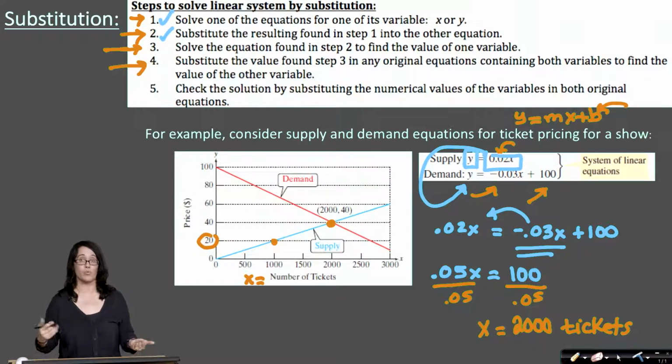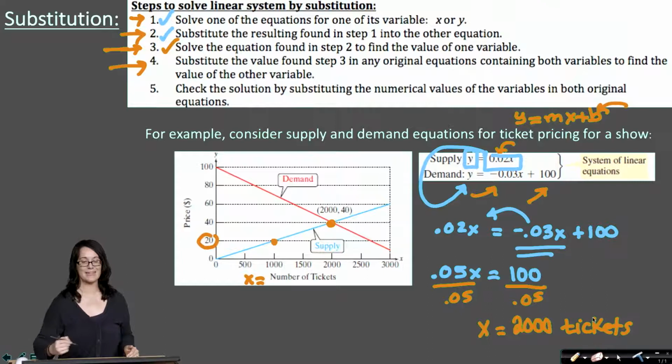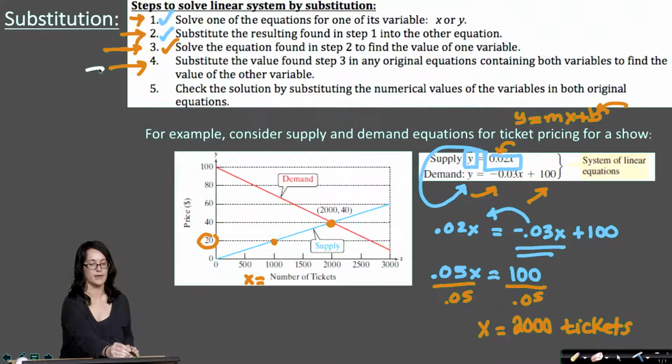But now the question is, when would I have a demand and a supply at the same time of 2,000 tickets? Well, we did step 3, so I can now go to step number 4, where I need to substitute that answer into one of the equations to solve for the other variable. So let's head over to step 4 now, right here.